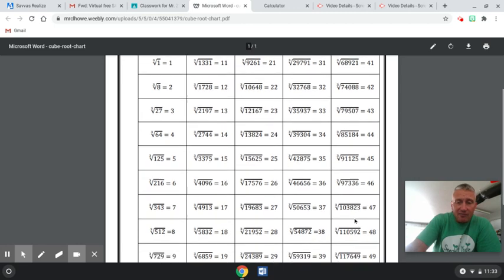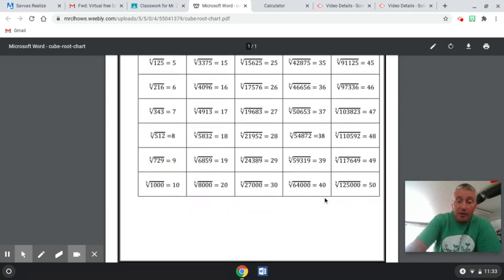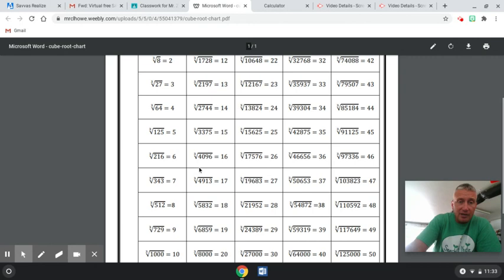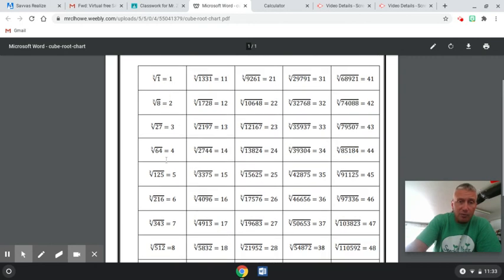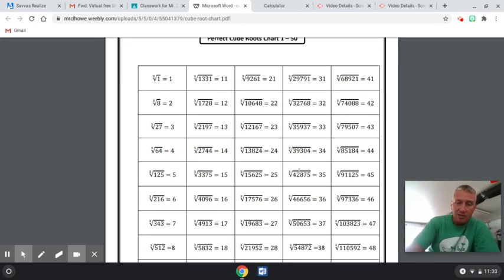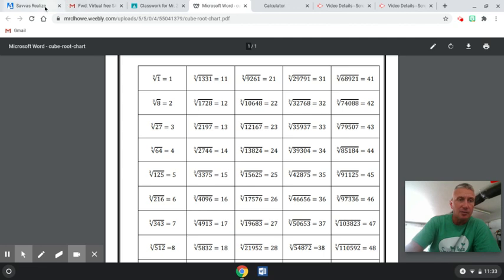Now notice that I have the chart all the way up to 50. We are not going to know all the way up to 50. We only actually need to know the first 5: 1, 2, 3, 4, 5. So this box right here, these 5, they're the ones you have to know before you go to high school. However, these ones will help us whenever we're trying to estimate some of our work.